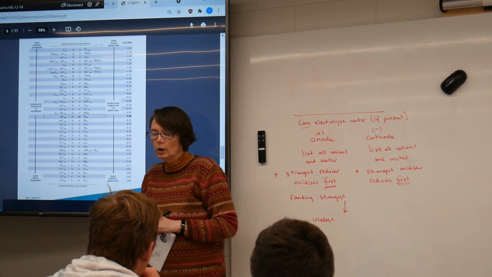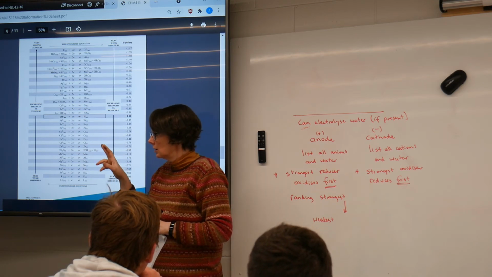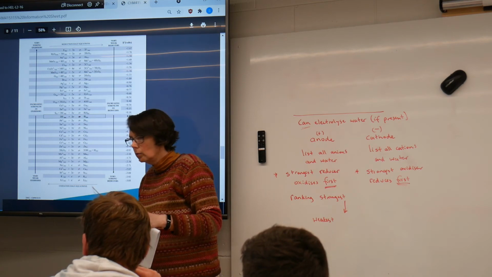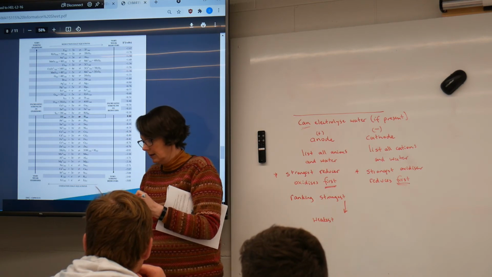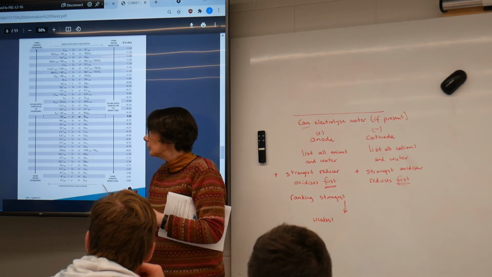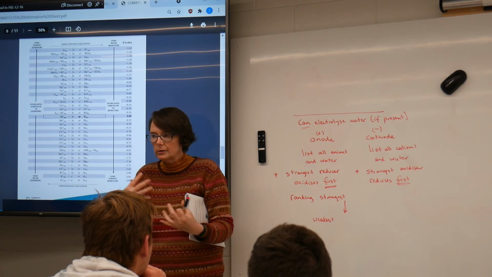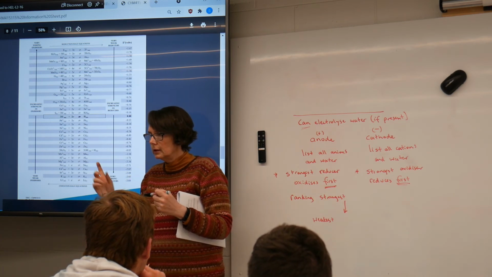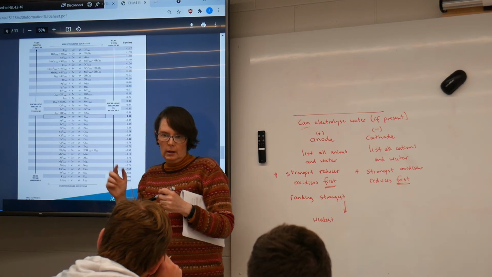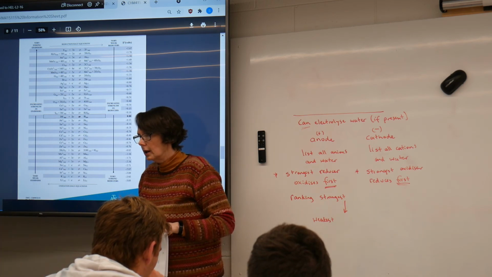Pop test. A pop test for hydrogen? What flame? Yeah, so you can reignite a smouldering splint in oxygen. And what else could we do then to test, to confirm these reactions? What could we add? You can use an indicator to test the pH. Yes, so we could test the pH with the indicator.